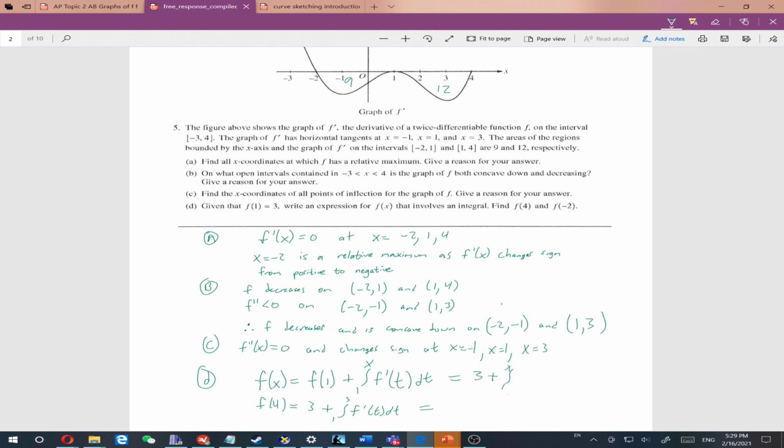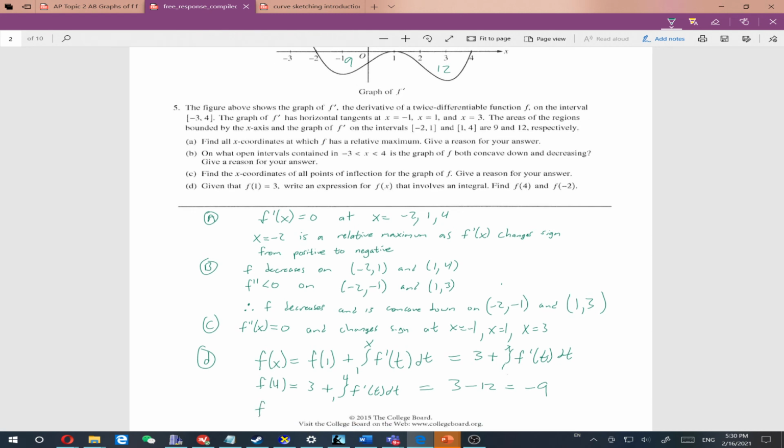Isn't it 1 to 4? Oh, yeah, sorry. Going to the wrong point. Okay, integral from 1 to 4? 12. The area of the region is 12, but what would the integral be? Negative 12. Okay, so this will be 3 minus 12, or -9.